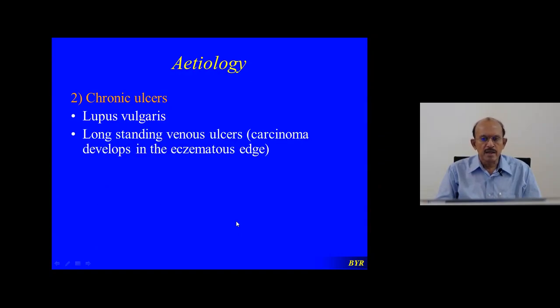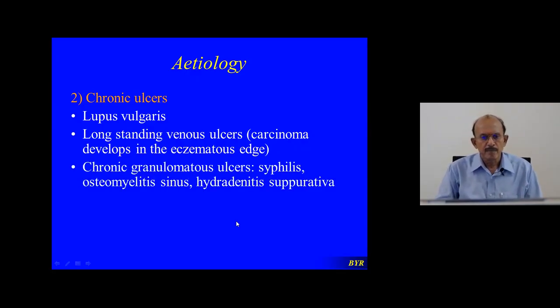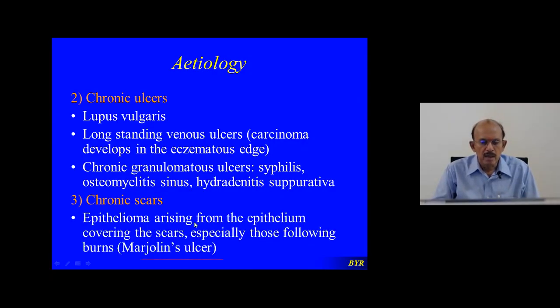Then chronic ulcers may become malignant. Chronic ulcers due to lupus vulgaris, long-standing venous ulcers, where carcinoma develops in the eczematous edge. Then chronic granulomatous ulcers, syphilis, osteomyelitis sinus, hidradenitis suppurativa. So these are all the ulcers which can predispose to epithelioma. And epithelioma can arise from the epithelium covering scars, especially those following burns. This is called Marjolin ulcer.